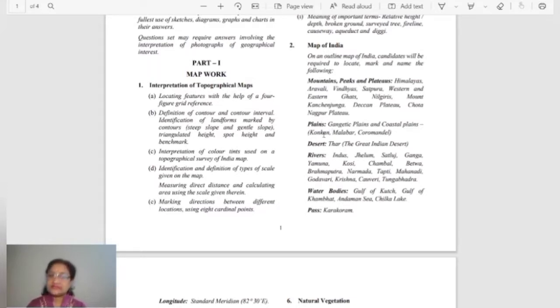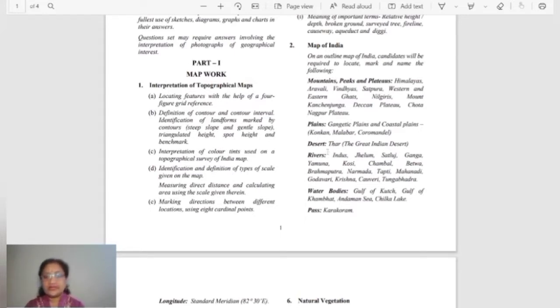So on the western side, Kanara has been taken out, and on the eastern side, the Northern Sarkars have been taken out. Okay, this is about the plains of India. Now come to the desert. Only one desert we have to mark, and this desert is there in the syllabus.